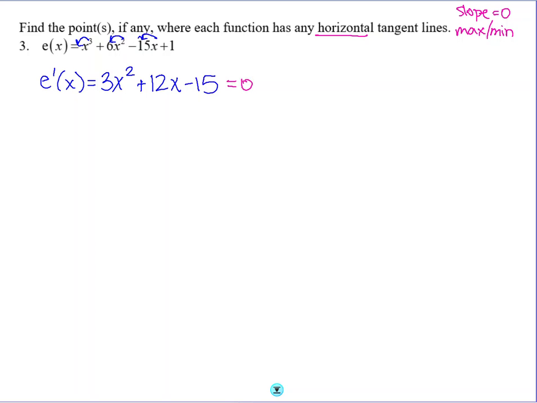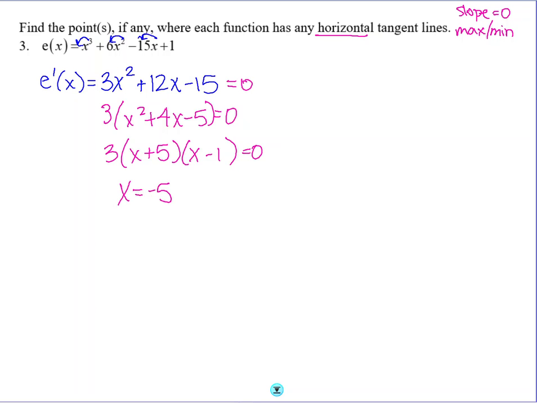I'm going to start by factoring out a GCF, which is 3. And then factoring this trinomial. I need to find two numbers that multiply to -5 and add up to 4, which is 5 and -1. So then I end up with x plus 5 equals 0, x minus 1 equals 0, so x is -5 and x is 1.